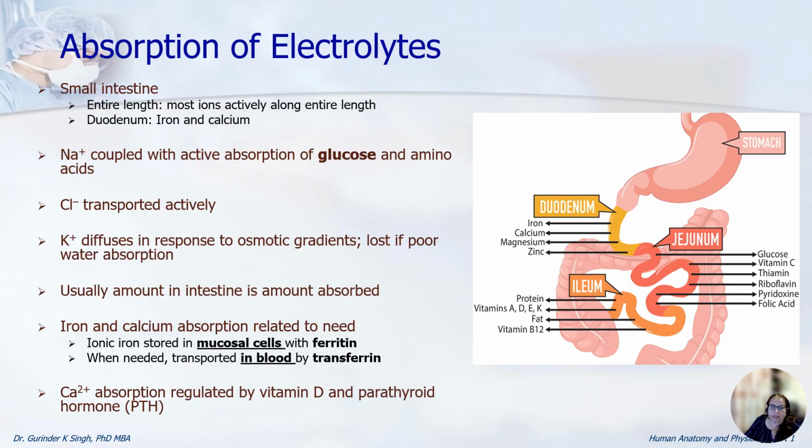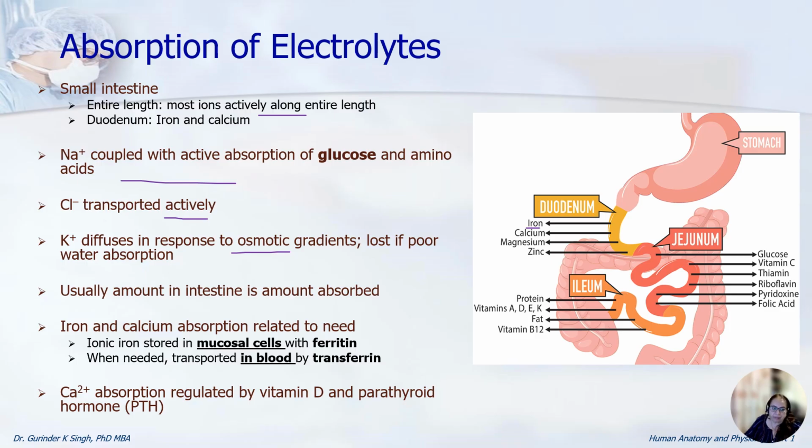How are the electrolytes absorbed? The small intestine is where most of the ions are picked up by active transport. The duodenum is where we have iron, magnesium, and calcium taken up. Sodium is also coupled with active absorption of glucose and amino acids, and chloride is also transported actively. Potassium can actually diffuse in response to osmotic gradients, and it can be lost if there is poor water absorption.